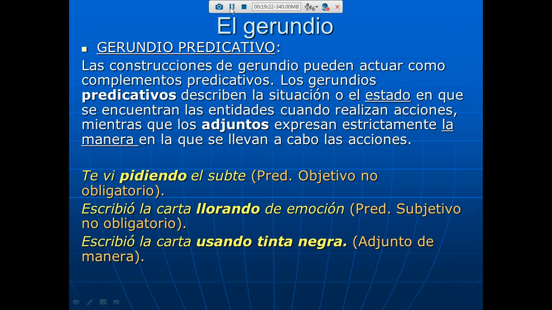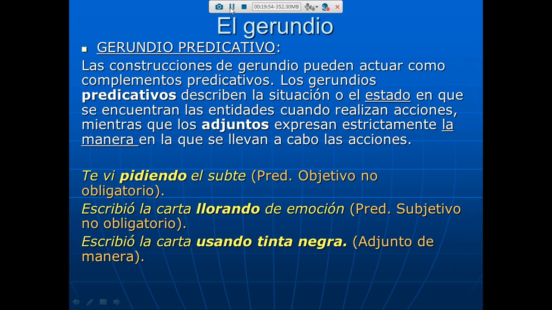que por lo general, tradicionalmente o habitualmente, se enseña como que el gerundio siempre es un circunstancial de manera o un adjunto, y no es así. Entonces es importante ver la diferencia. Como dice aquí, los gerundios predicativos describen la situación o el estado en que se encuentran las entidades cuando realizan las acciones, mientras que los adjuntos expresan estrictamente la manera en que se llevan a cabo las acciones. Es muy parecida, es sutil la diferencia, pero no es lo mismo.